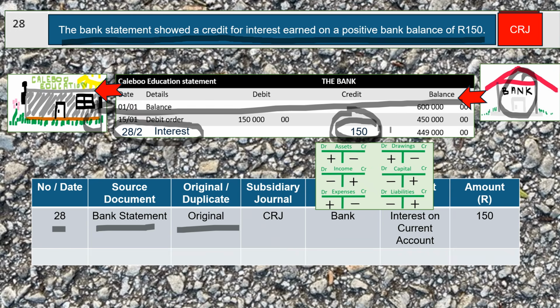Because our bank balance increased, it goes in the cash receipts journal. We debit bank, increase in assets, and we credit this account, interest on current account, increase in income. And they gave us the amount. It was 150. I did that quite quickly. Watch it again if you didn't understand it.